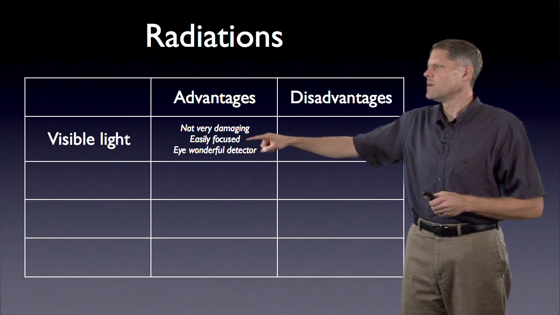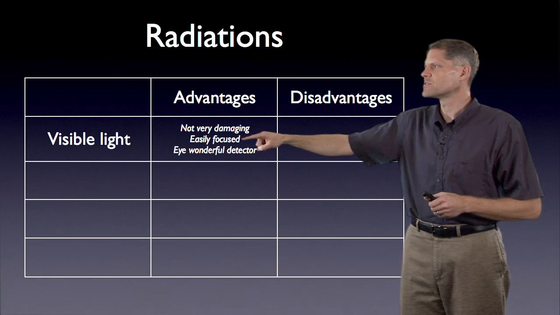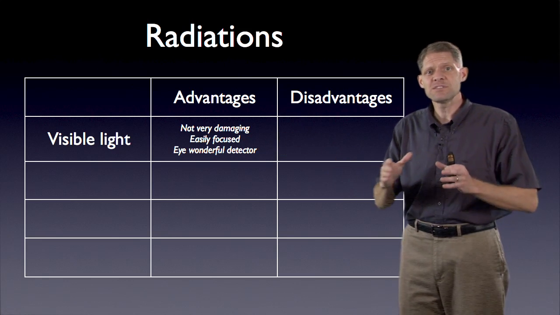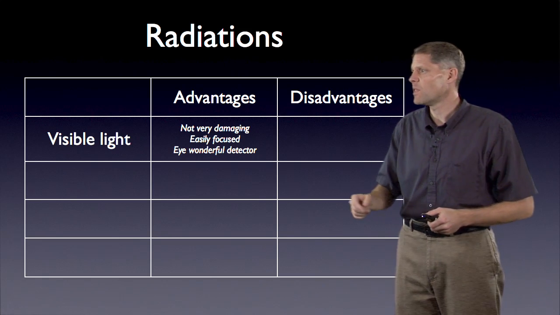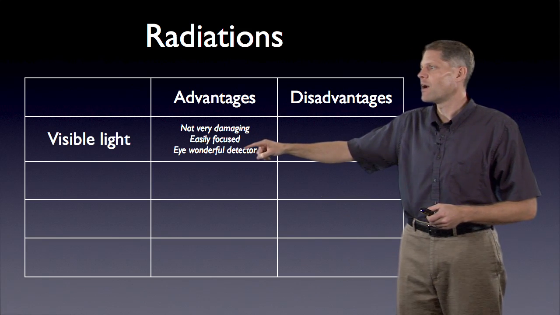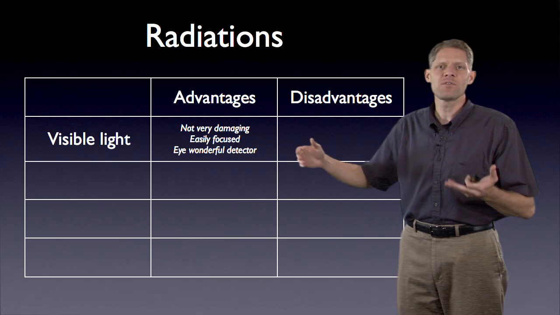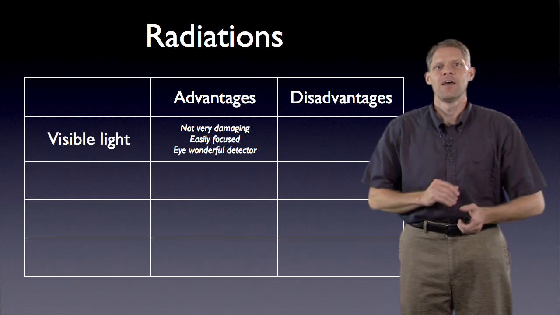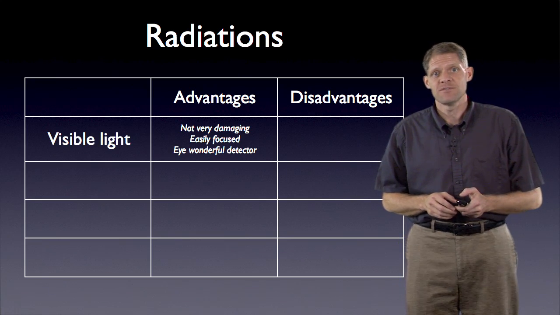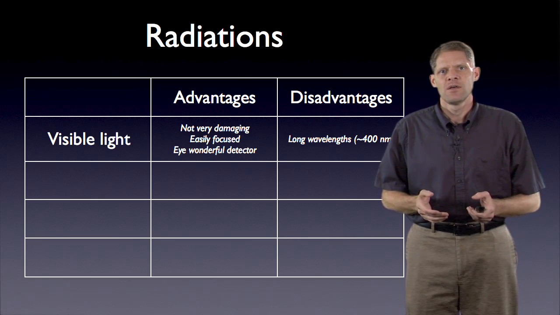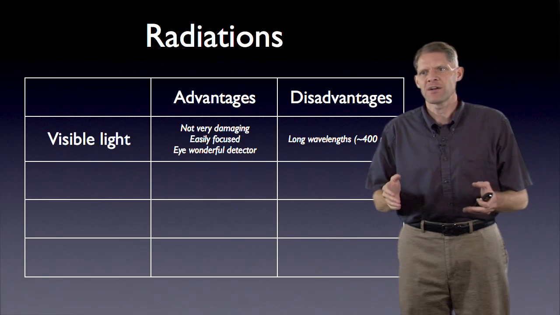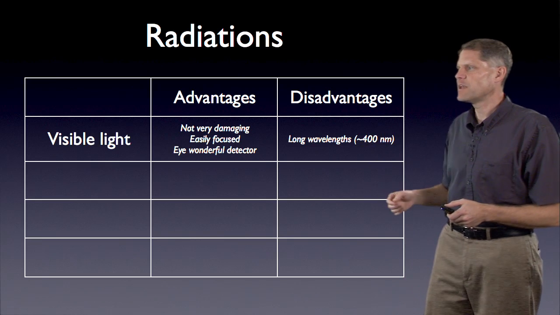In addition, visible light is easily focused. All we have to do is take a piece of glass and shape it right, and it will focus visible light. And finally, our eyes have evolved to be wonderful detectors for visible light. But there are some disadvantages to visible light. The main disadvantage is the wavelength. The shortest wavelengths of visible light are approximately 400 nanometers.